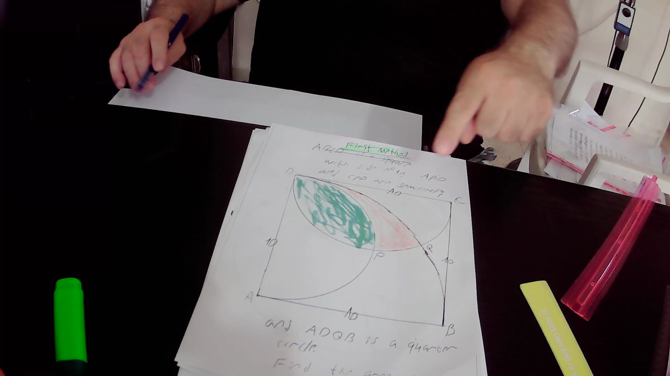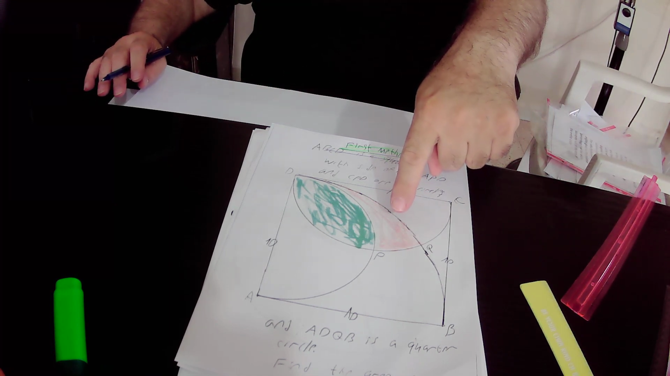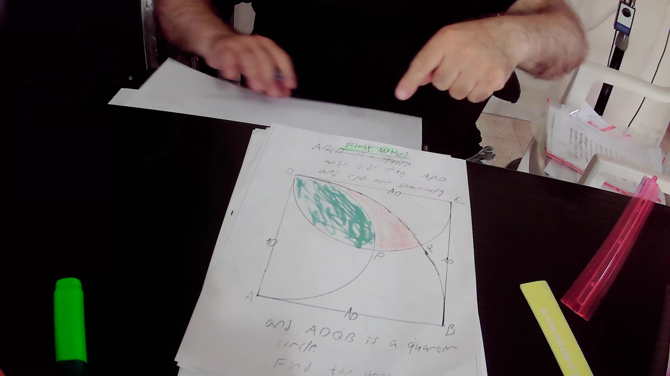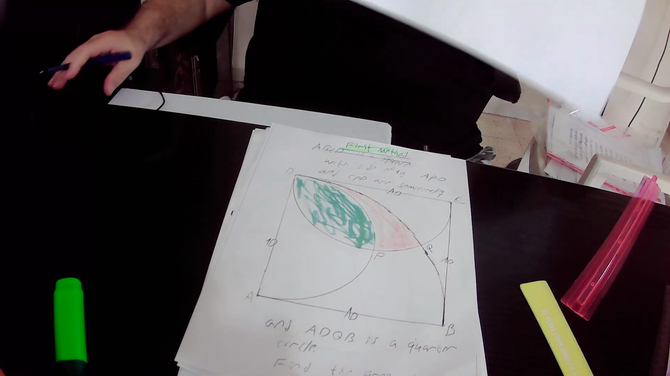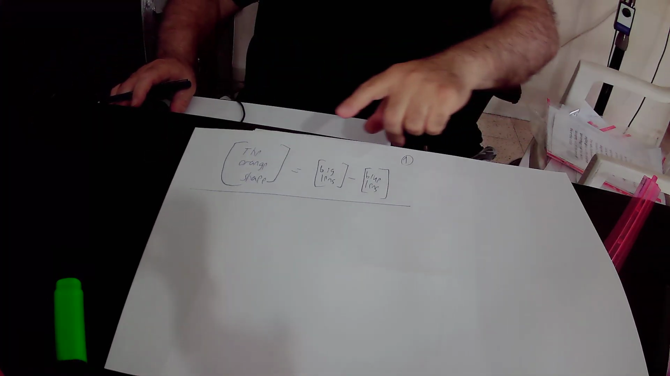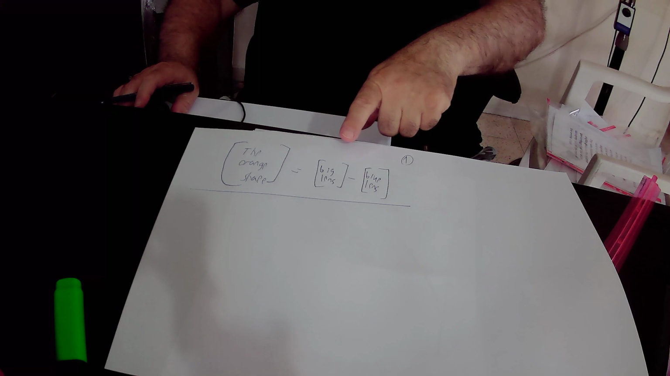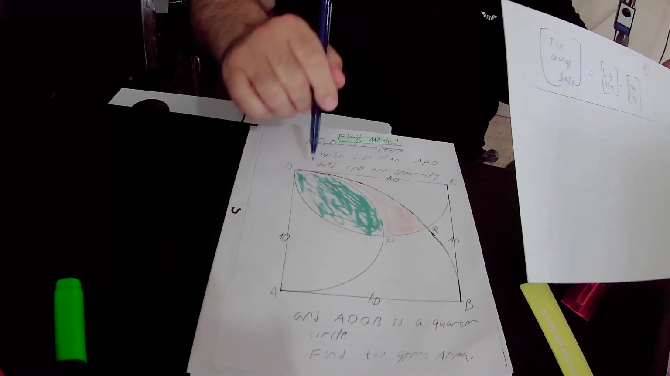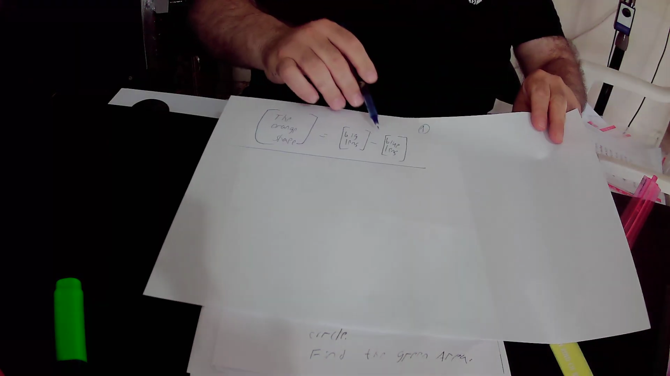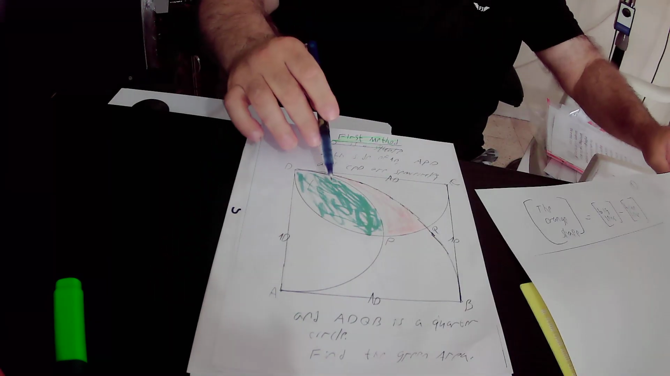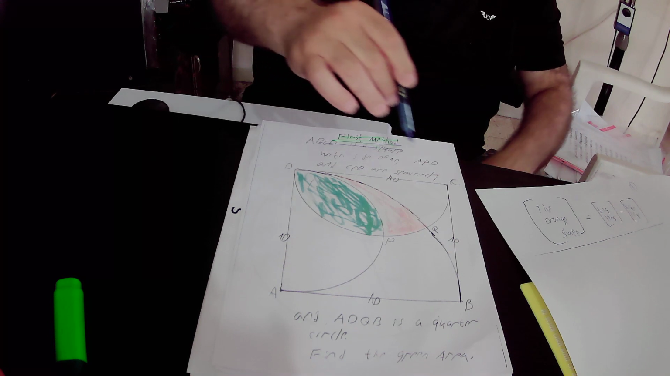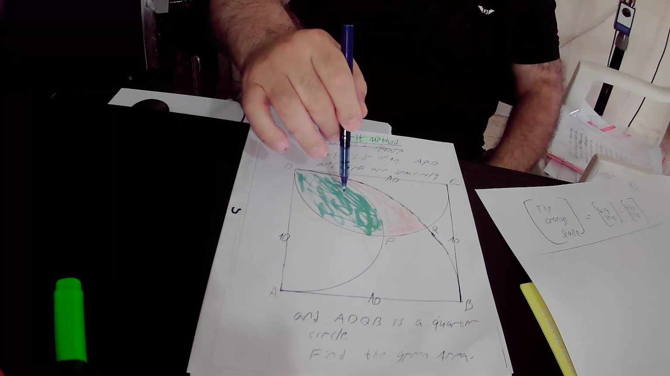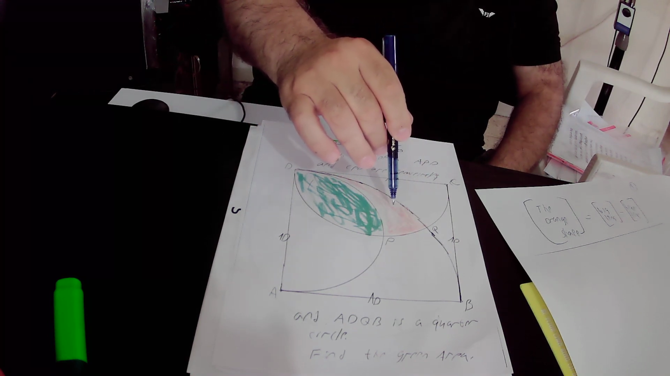We repeat again, the area of this orange shape is equal to the area of the big lens. This is the big lens, minus the area of the blue lens. This is the blue lens. So the area of the big lens minus the area of the blue lens gives us the area of the orange shape.